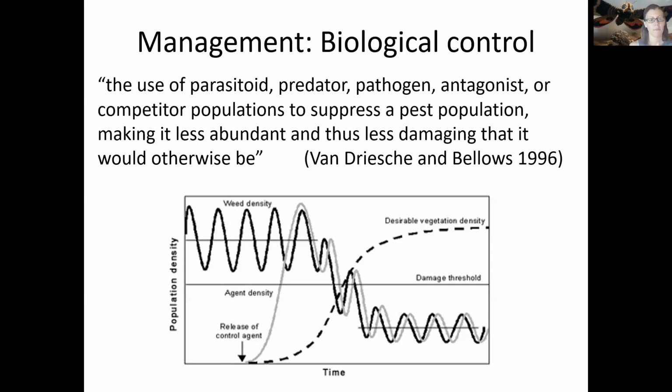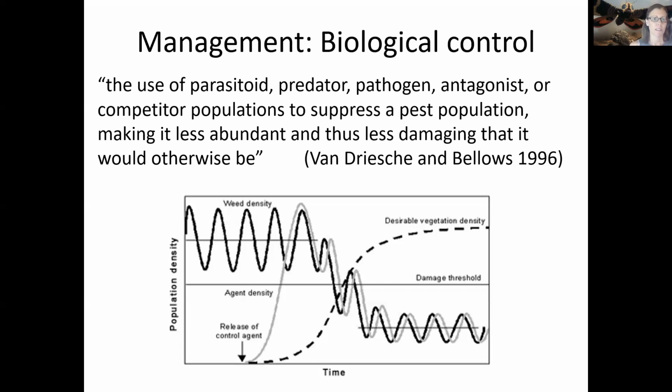And this graph at the bottom is essentially showing the ideal scenario where you have, in this case, a biocontrol agent for a plant pest, so a weed, and that weedy species has a high population density. You release the biocontrol agent in the gray, and basically what it does is it brings the invasive plant density down to something that is less damaging and thereby allows the native vegetation to better compete against those and, you know, go back to a more desirable ecosystem.